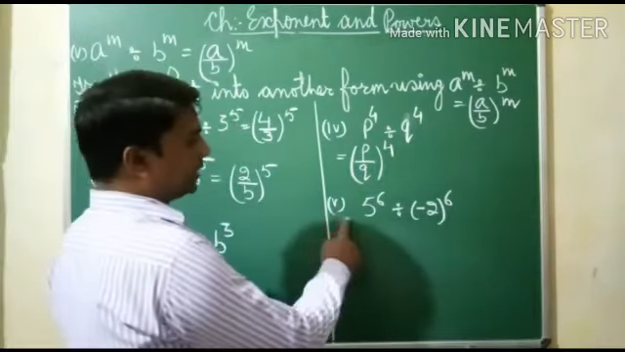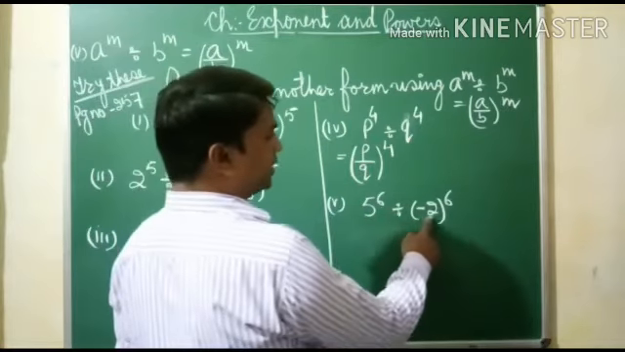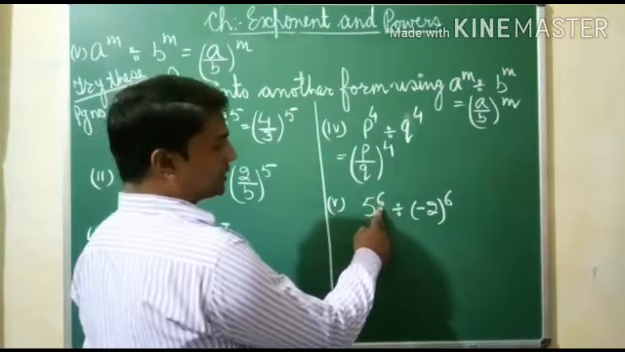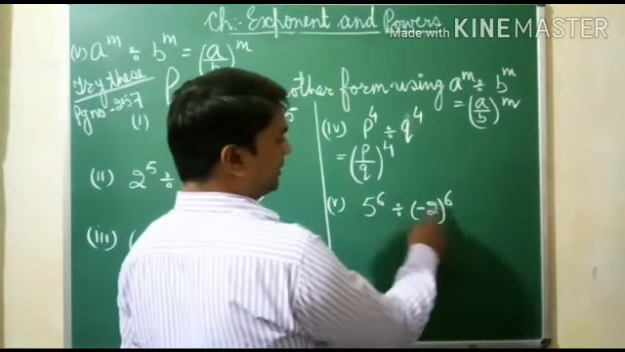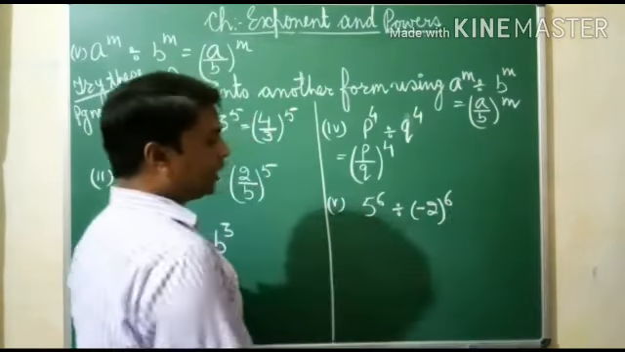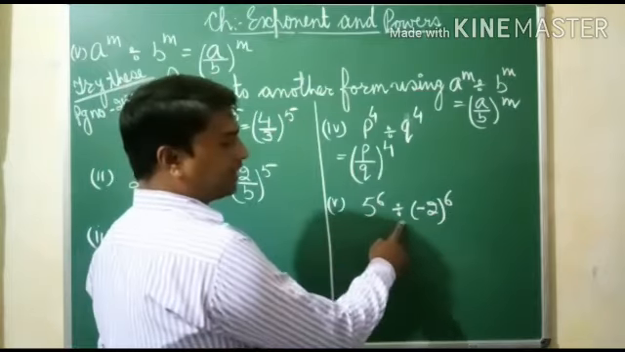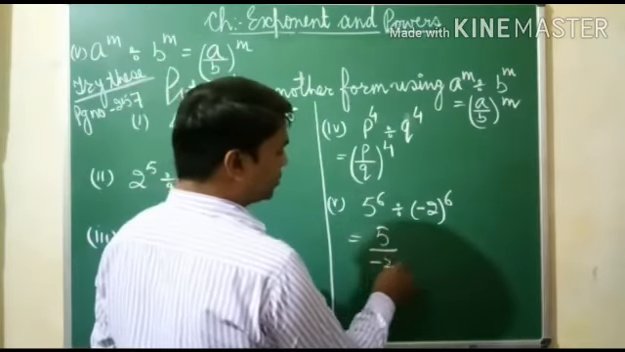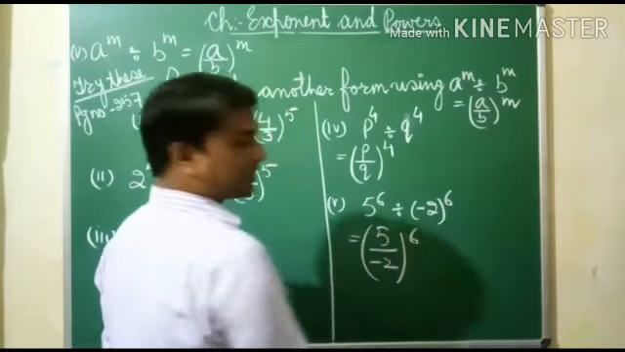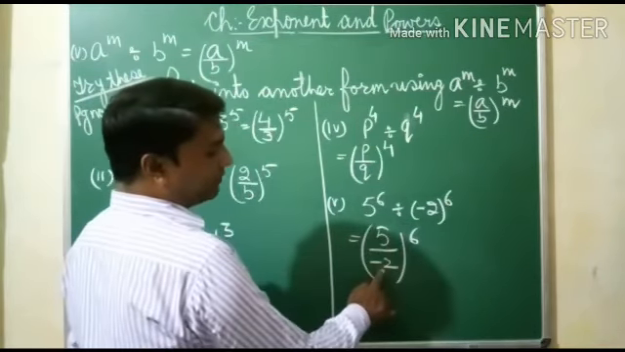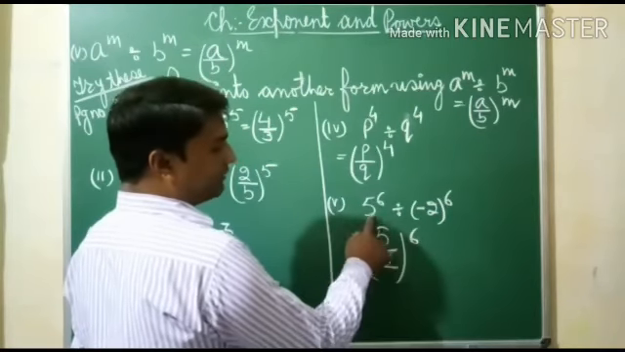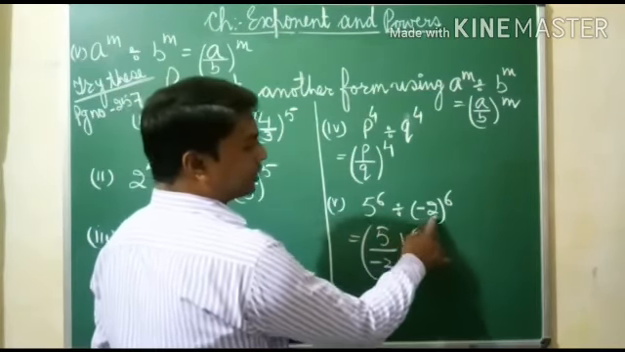Next, fifth part, 5 raised to 6 divided by minus 2 raised to 6. Again in this part we can see that 5 raised to 6 and minus 2 raised to 6 have the same exponent 6. Therefore 5 raised to 6 divided by minus 2 raised to 6 can be written as 5 over minus 2 whole raised to 6. Therefore 5 over minus 2 whole raised to 6 is the required other form of 5 raised to 6 divided by minus 2 raised to 6.